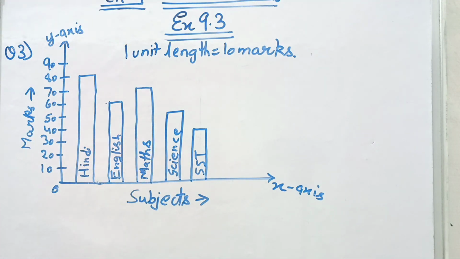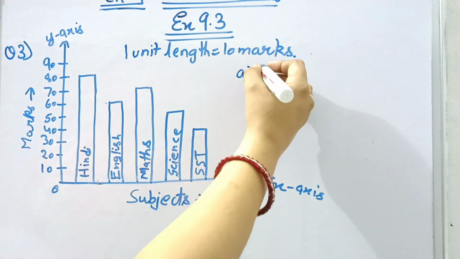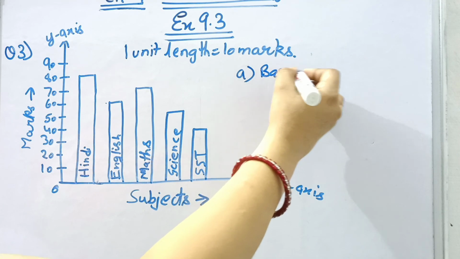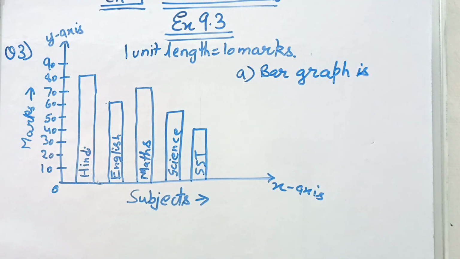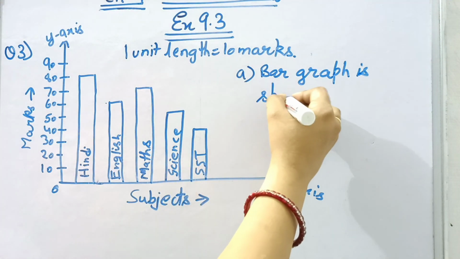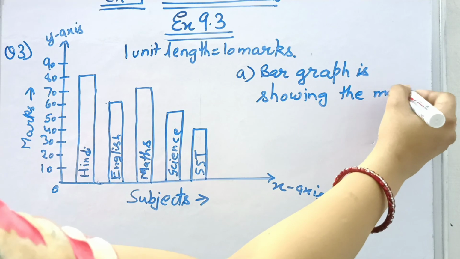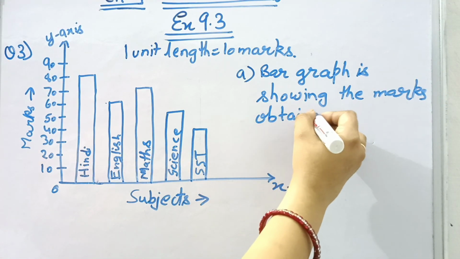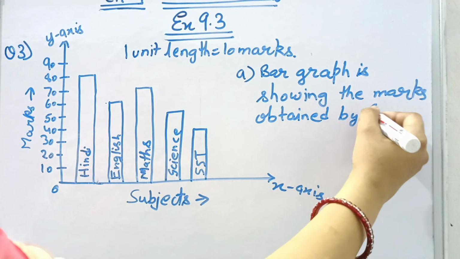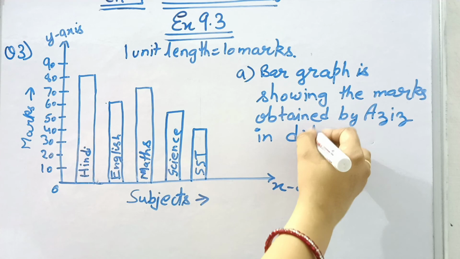Now they are asking what information does the bar graph give. So our first answer will be: the bar graph is showing the marks obtained by Aziz in different subjects.